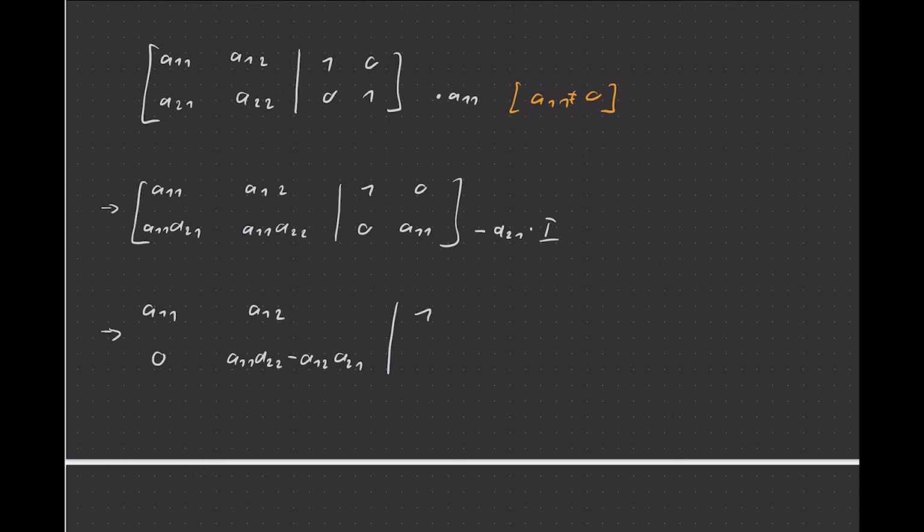First row is not changed here. Second row is now minus A21, A11. Now to be able to make the notation a little more concise, we'll use an abbreviation for this here. We just call that D.